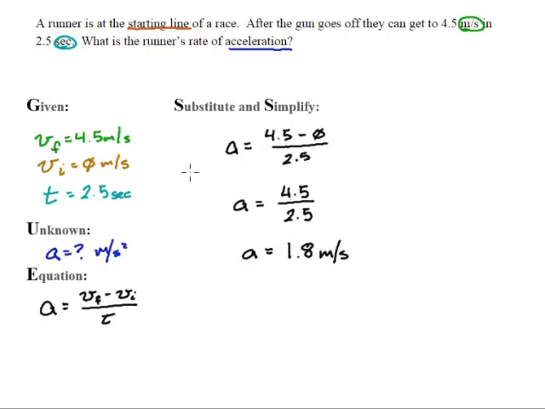And if I check significant figures, I see that this number has 2 sig figs, and that number has 2 sig figs. But wait a minute, Faye, what about that number? Does that number have 2 sig figs? I'm sorry, 1 sig fig? Nope, it has infinite sig figs. So the number that has the fewest is 2 sig figs, and so according to significant figures, my number is 1.8 meters per second squared.